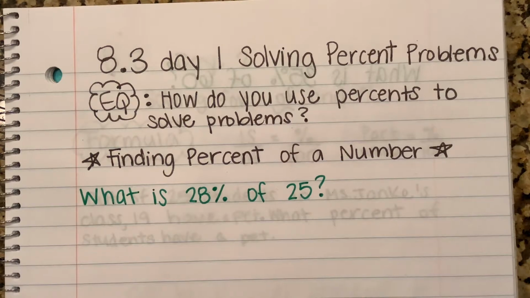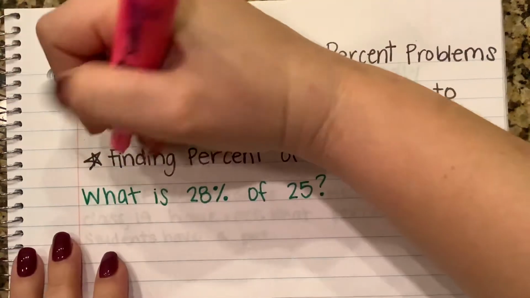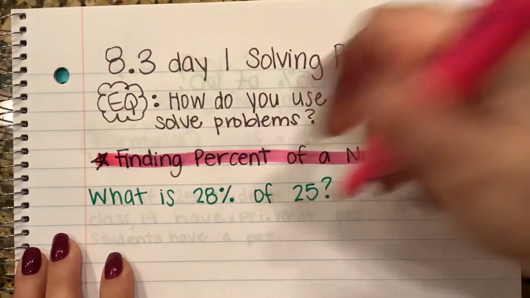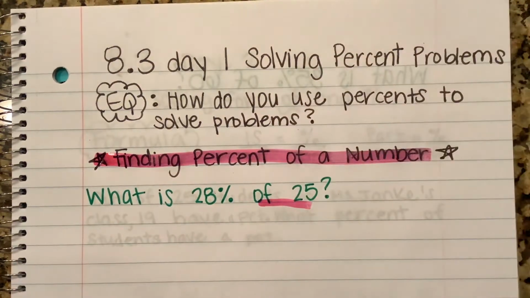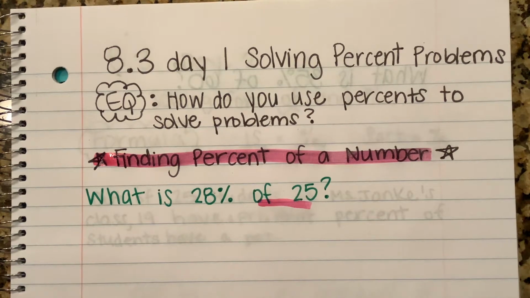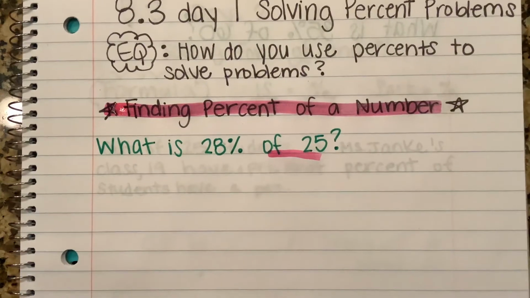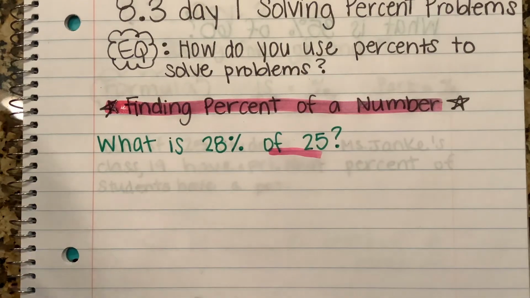And so first we are going to look at finding percent of a number. So notice in my first example problem, it says, what is 28% of 25? So that's exactly what I'm doing today, is I am finding percent of a number. Now we're going to be working with a formula for today. So just a reminder, a formula is something that you can use in math to plug numbers in to help you solve the problem in an easier way.